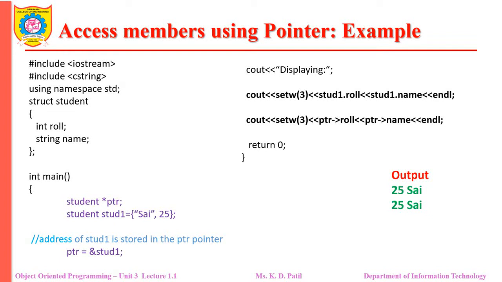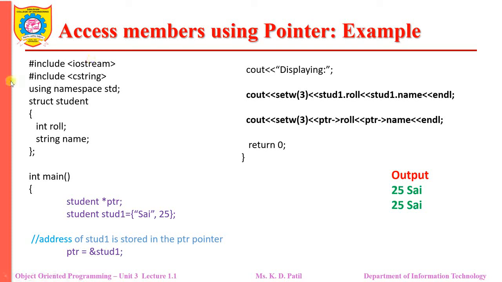So if you observe here, I have included the string header file. Now if you observe the main function here, I have created a pointer, that is star ptr, which is of structure type. I have created a structure variable, that is stud1, and then I want to store the address of stud1 into the ptr pointer. So I will write the statement as ptr is equal to &stud1. So that pointer will point to the stud1 structure variable, which will contain the roll number and name of a student.